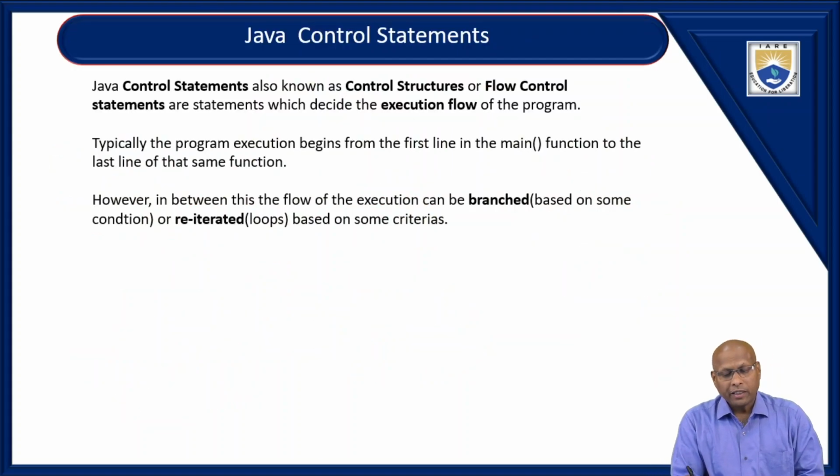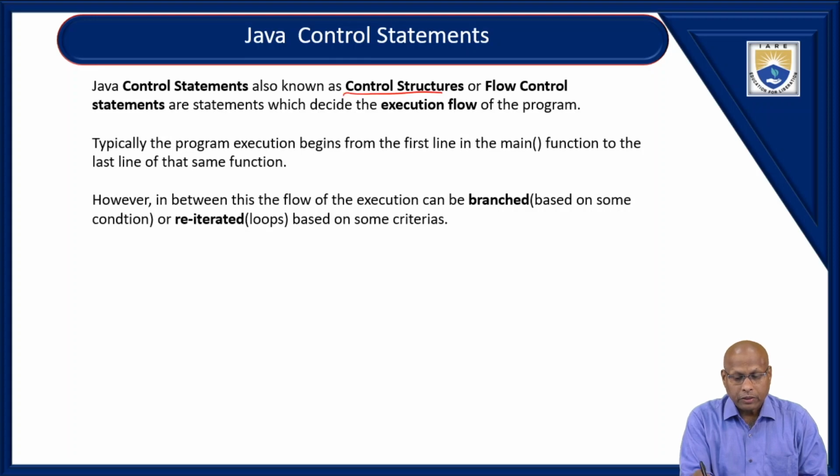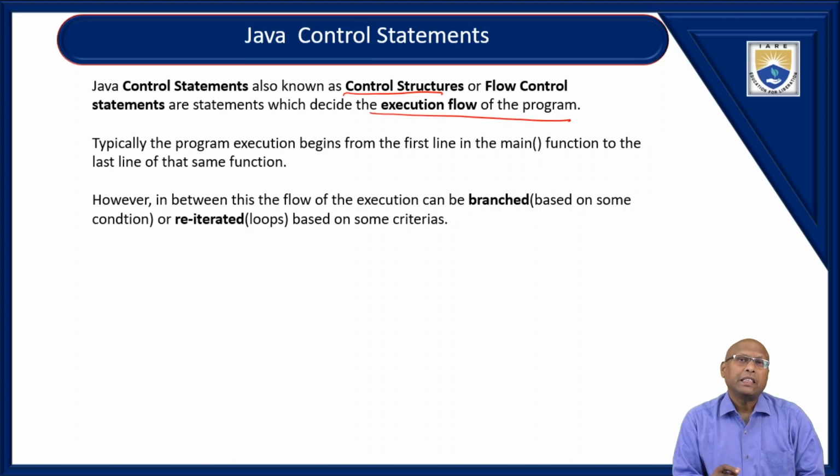The Java control statement is also known as control structures or flow control statement, which allows you to decide which set of statements it has to execute, which decides the execution flow of the program. So that means it will decide how the control has to move from one place to another based upon the condition. If the condition is true, do something. If the condition is false, do something else.